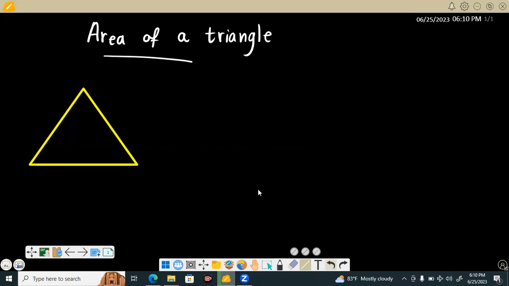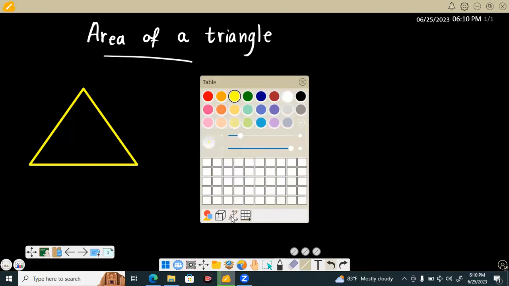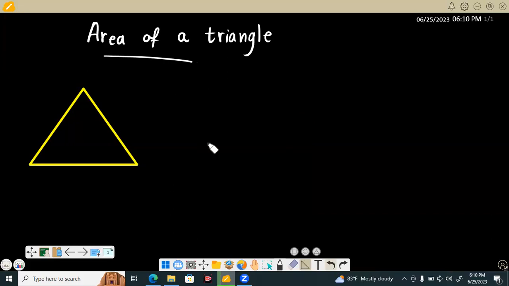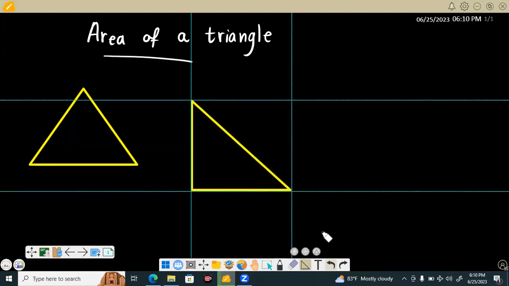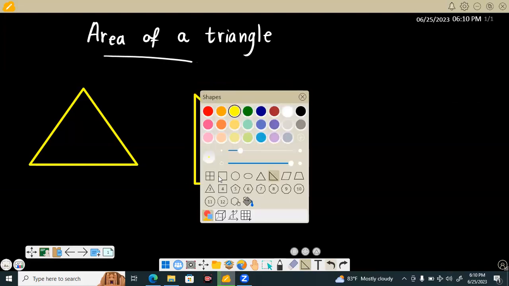Now, if you consider how to find the area of a triangle, it doesn't matter which kind of triangle it is. Okay, we use the same formula to find the area of a triangle.